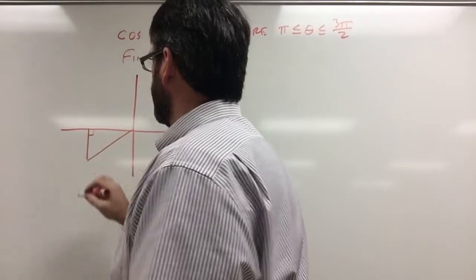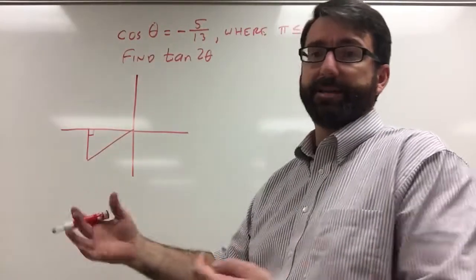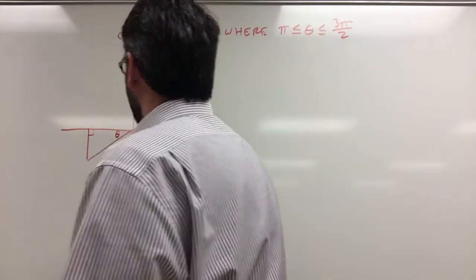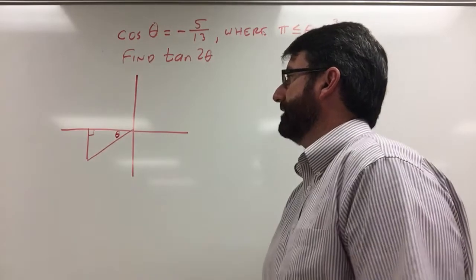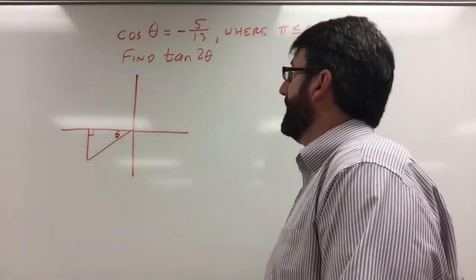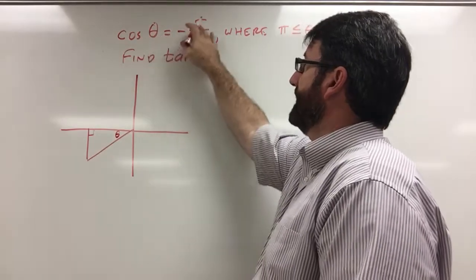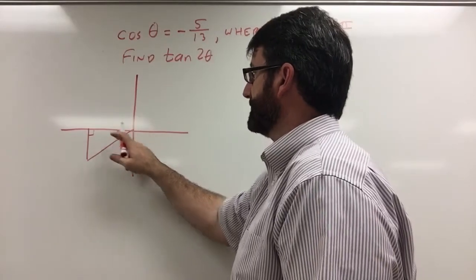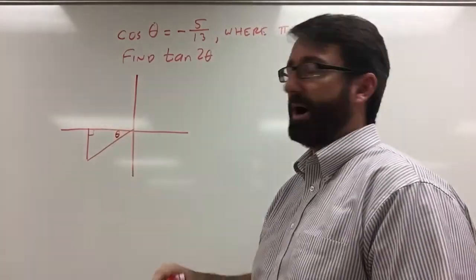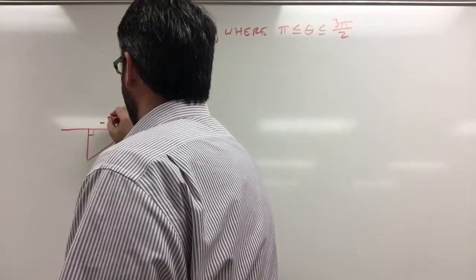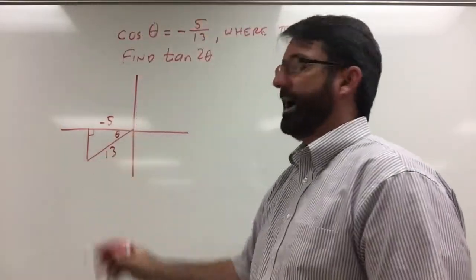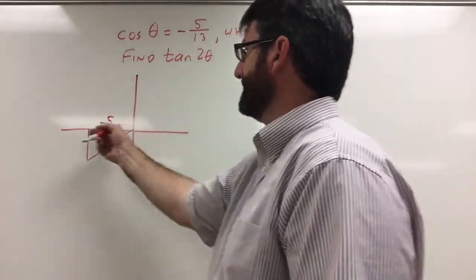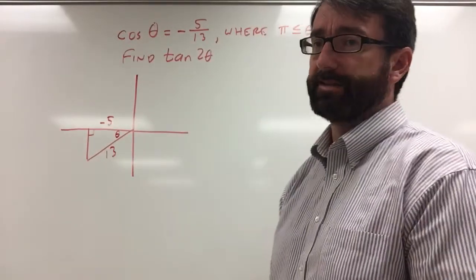It's got to be a right triangle, and it's got to have the x-axis as one of its sides. And once we've drawn that triangle, let's label this angle as our reference angle theta. And we're told that cosine of theta is -5/13. So cosine, remember, is adjacent side over the hypotenuse. So that's going to be -5 here over 13. The hypotenuse is always positive when we're drawing these pictures. And we know that this is negative because it's going backwards from the x-axis.